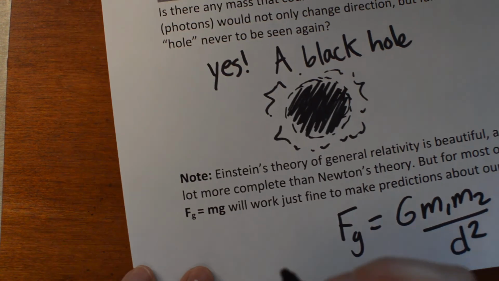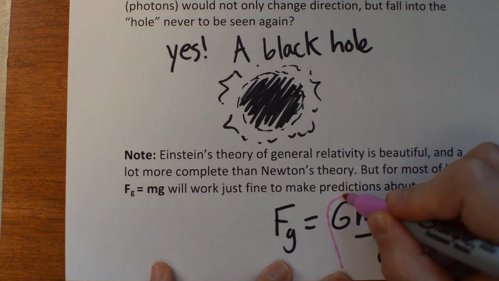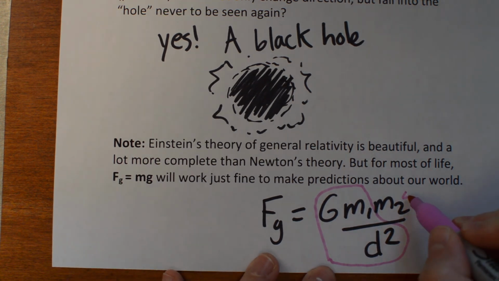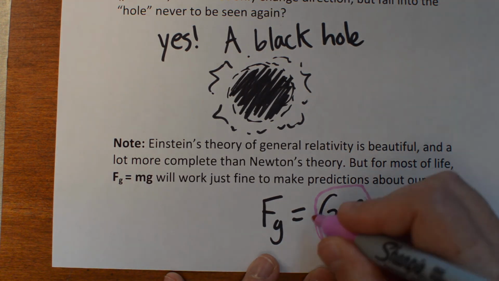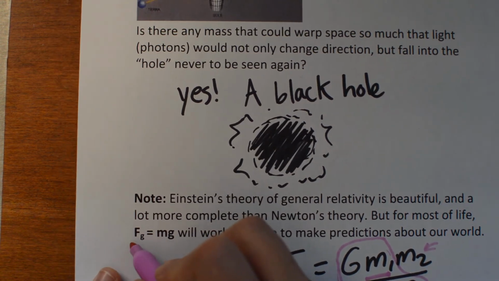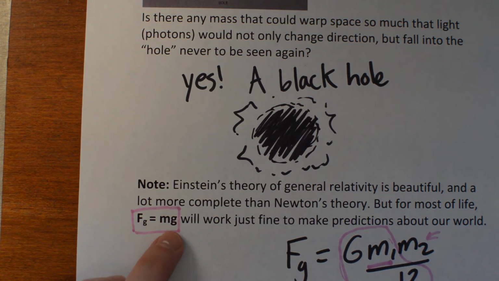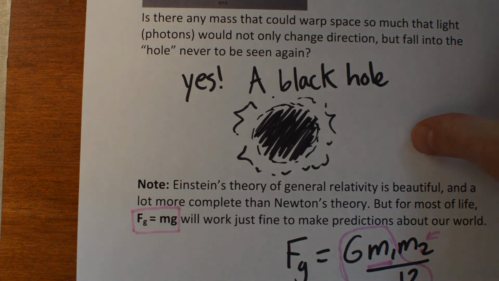But actually, most of the time, all of this stuff here, if you're talking about some object, mass 2, that is just some object on the surface of the Earth, then mass 1 becomes the Earth, and d becomes the radius of the Earth, and all of this just simplifies to that number 9.8. And then you can just use an even simpler equation that the force of gravity is just the mass, that's like your m2 here, times the acceleration due to gravity. That works just fine to make most predictions about our world.